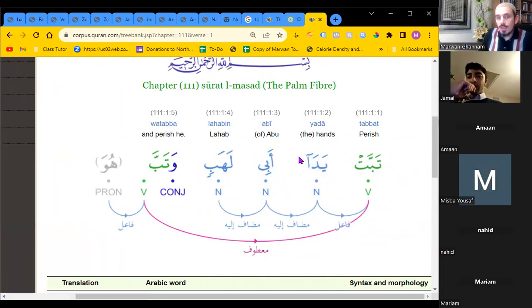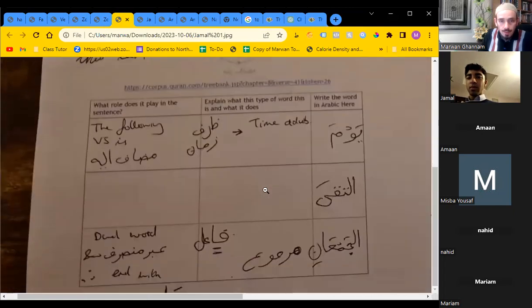So we can't say that the noon is the sign, because if the noon's dropped, you still need to be able to tell that it's marfu'. This is a fa'il. Tabbat yada, the hands are perishing. Make sense? Makes sense. So that's why we say it's the fatha and the alif. Okay. Good.